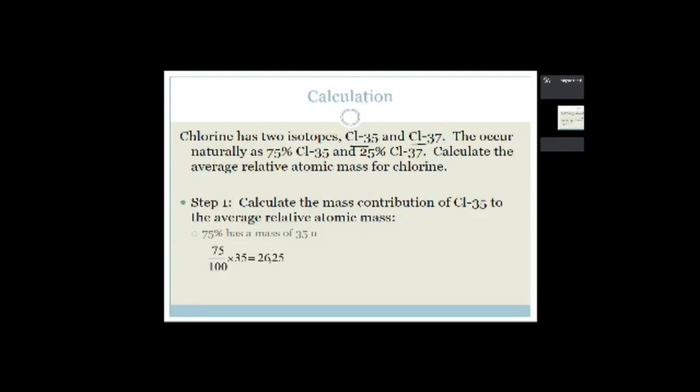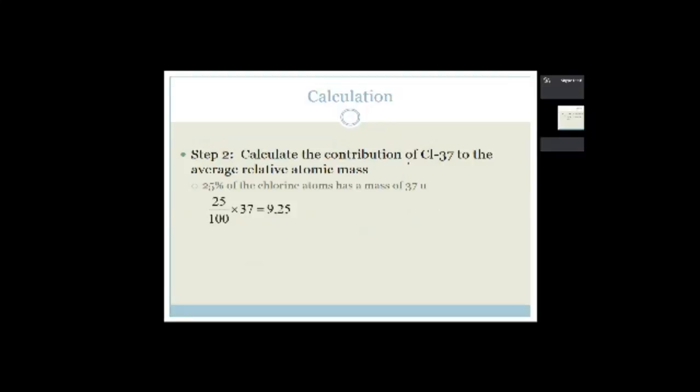The first thing we need to do is calculate the mass contribution of chlorine-35 to the average relative atomic mass. So we're saying 75% of chlorine is chlorine-35. So we've got 75 over 100 times the mass of 35, which is 26.25. Cha-ching, okay. Now we need to calculate the contribution of chlorine-37. It makes up 25%, so it's 25 over 100 times 37, which gives 9.25.